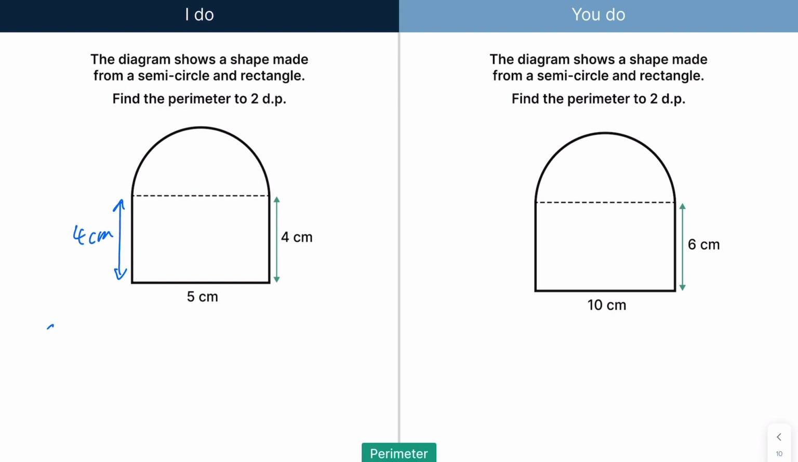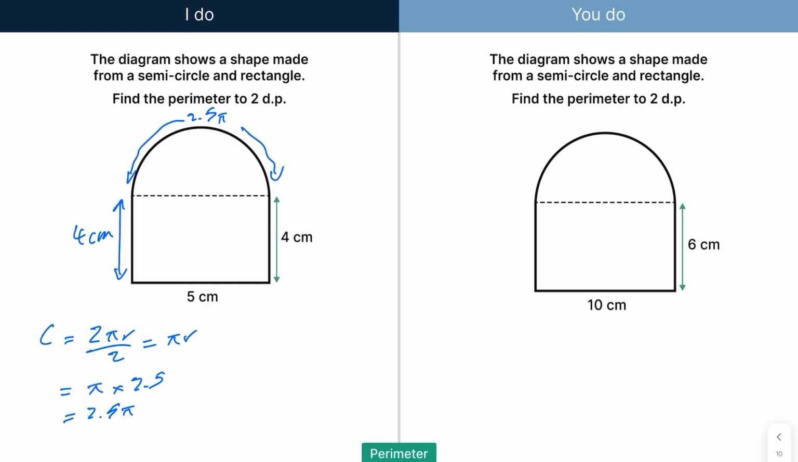So we can say that the circumference of the semicircle, which is 2 pi r divided by 2, which is pi r, is just going to be pi times the radius, which is 2.5 this time. So that is going to be 2.5 pi. So we know that this bit here is 2.5 pi, from here to here.